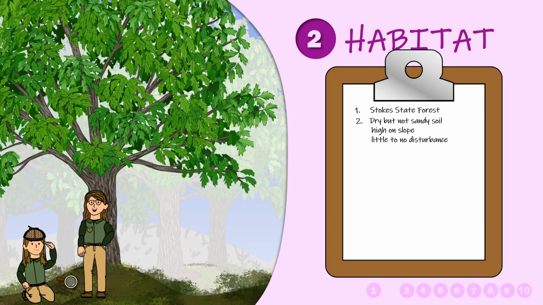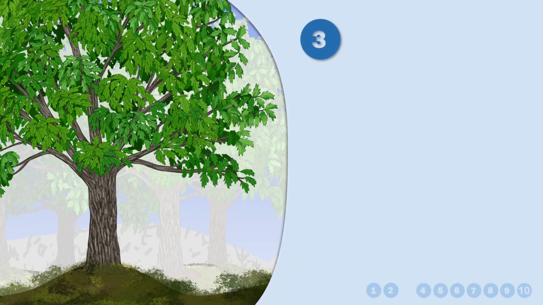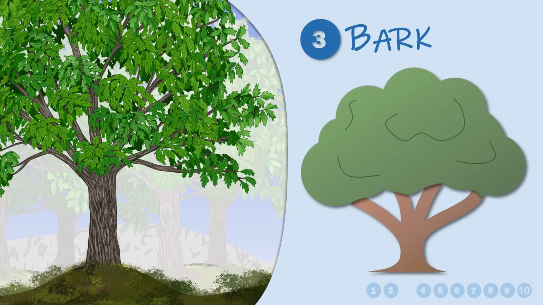That narrows down the possibilities for our mystery tree, but there are still plenty of species it could be. Let's move on to our next clue to get a better idea of what species we might be looking at. After determining range and habitat, it's time to look at the tree itself, specifically at the bark.